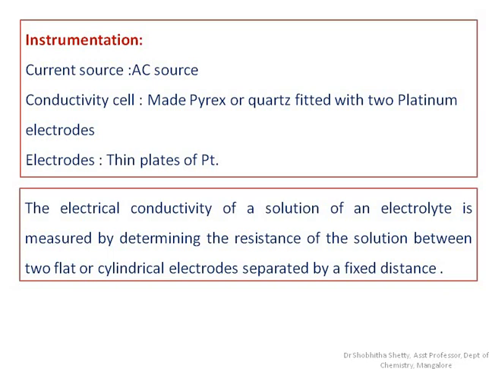And the electrical conductivity of a solution, how do we determine it? Mainly by determining the resistance of the solution between 2 cylindrical or flat electrodes. So usually platinum electrodes are used, and usually they are separated by a fixed distance, as I mentioned in the case of specific conductance, where the fixed distance is mentioned. So when an electric field is applied, what happens to the electrolyte solution? When we apply the external electrical field, the ions start moving. So anions migrate to the anode and cations to the cathode.